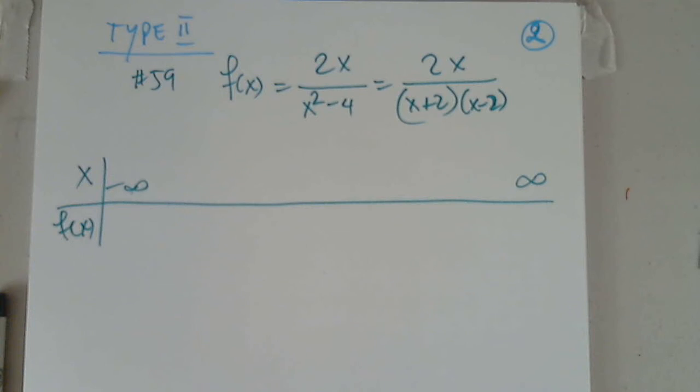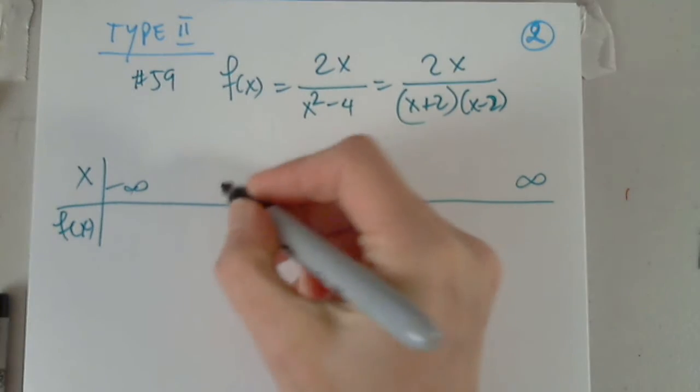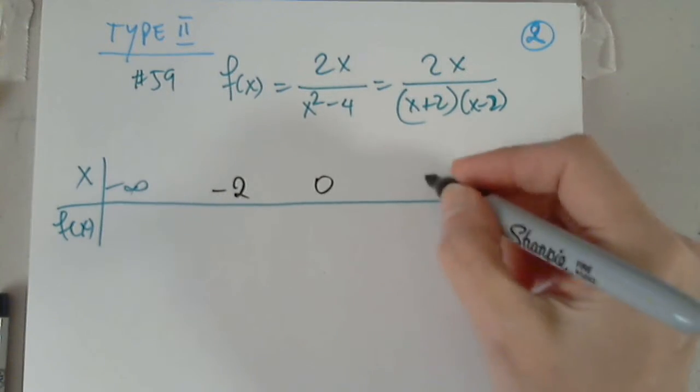That's why I factor the denominator, to make it easier on you. Anyone? Negative 2 and 2. Yes. So negative 2, 0, and 2.